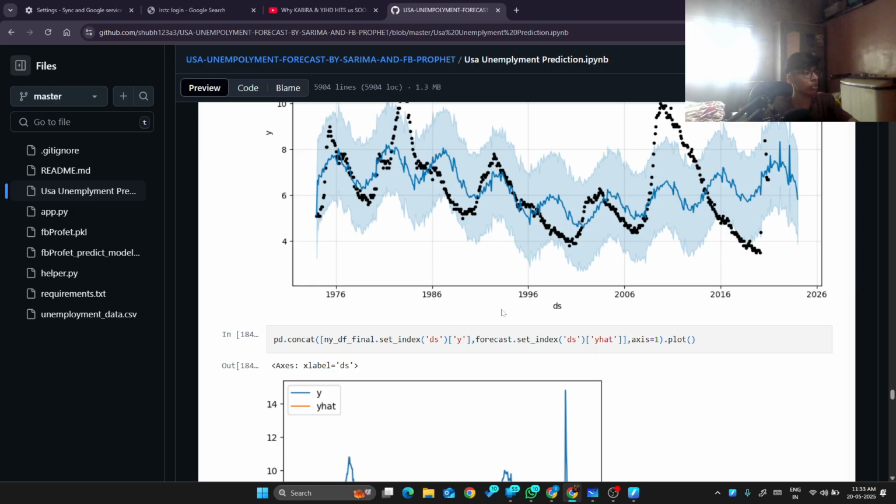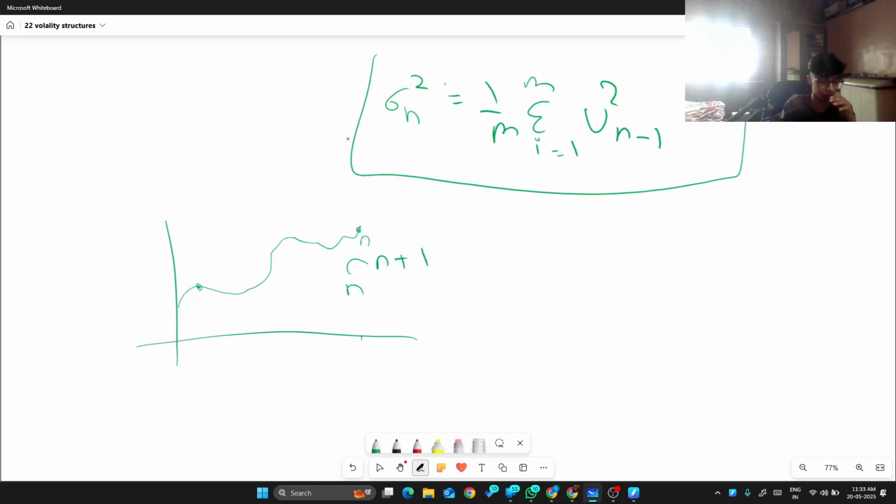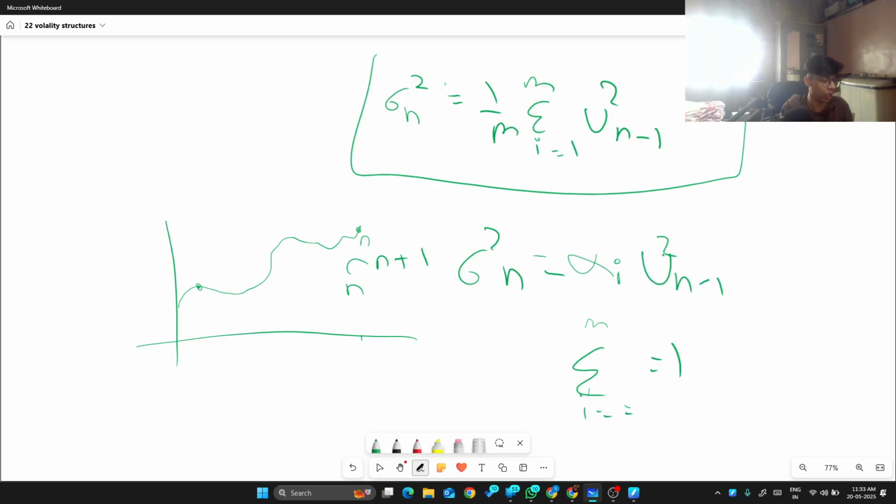Okay, so let's go back to our topic. So we got that we should assign more weight to the near lag values. So we will assign a weight alpha such that the summation of all alpha equals 1, and the new formula would be the weighted alpha times u(n-1). Yeah, just simple text.